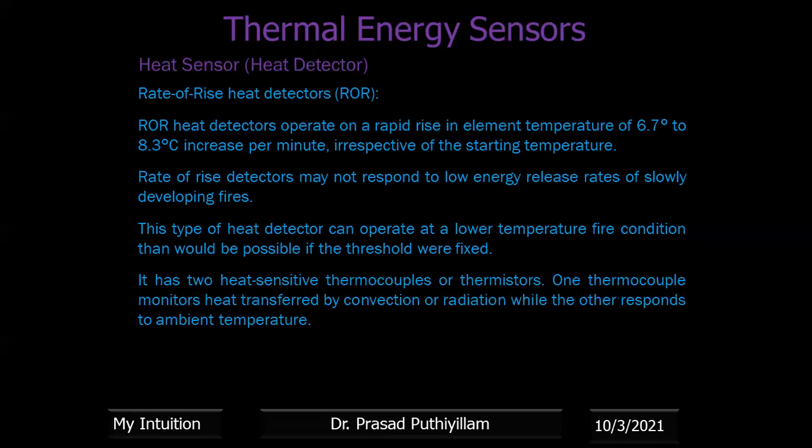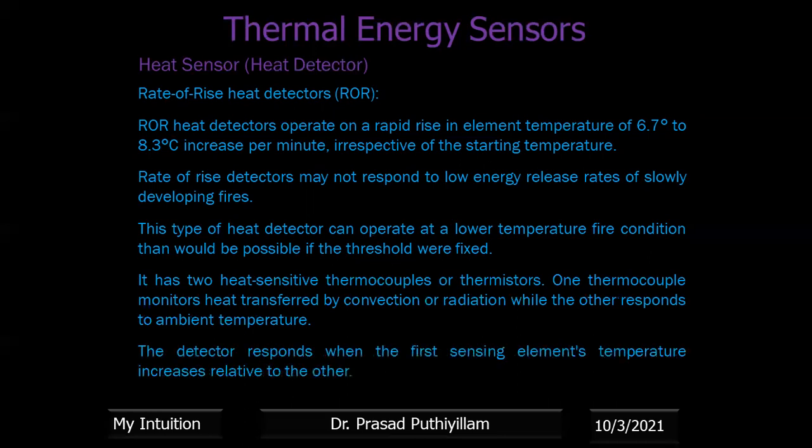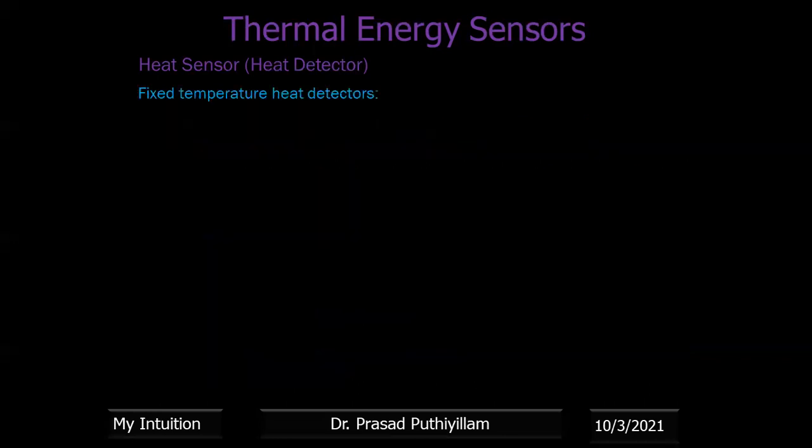It has two heat-sensitive thermocouples or thermistors. One thermocouple monitors heat transferred by convection or radiation, while the other responds to the ambient temperature. The detector responds when the first sensing element temperature increases relative to the other element present in that device. Now the fixed temperature heat detector.